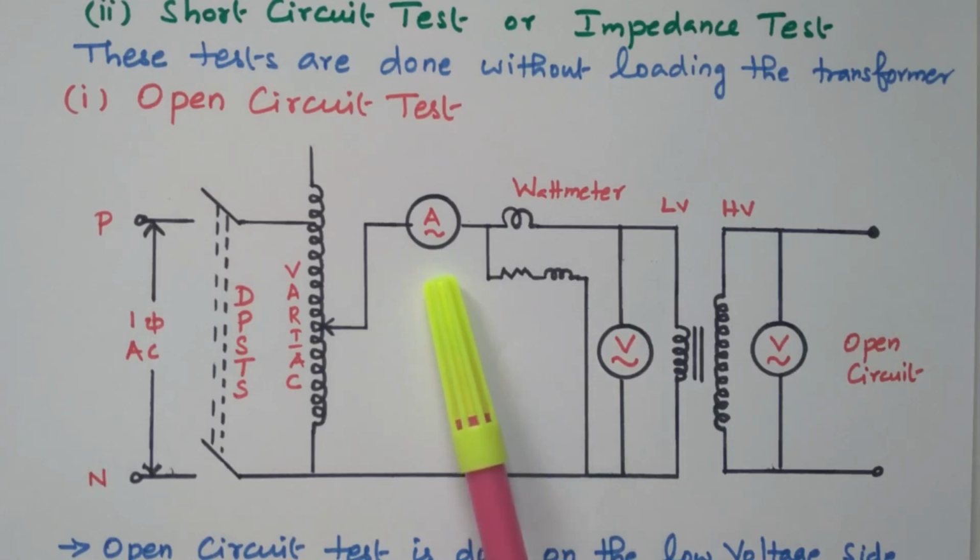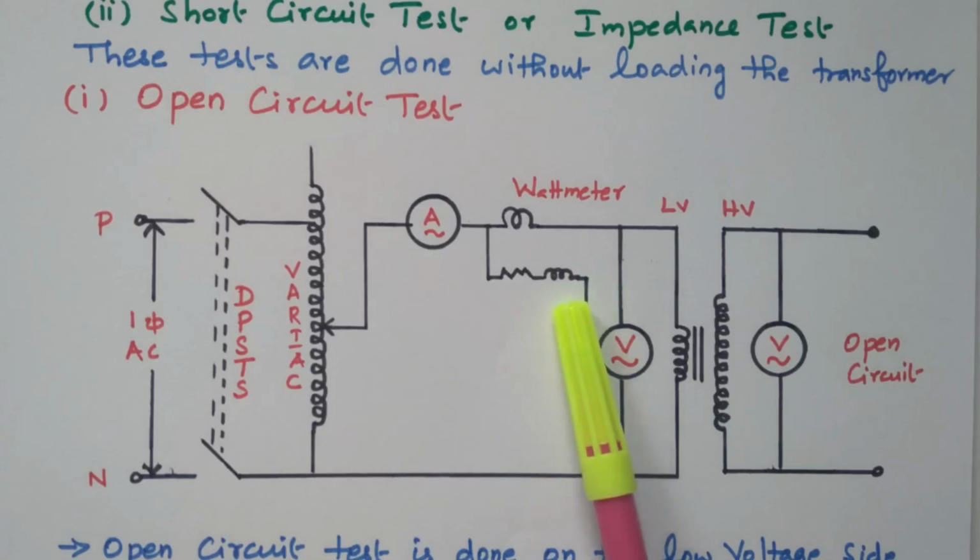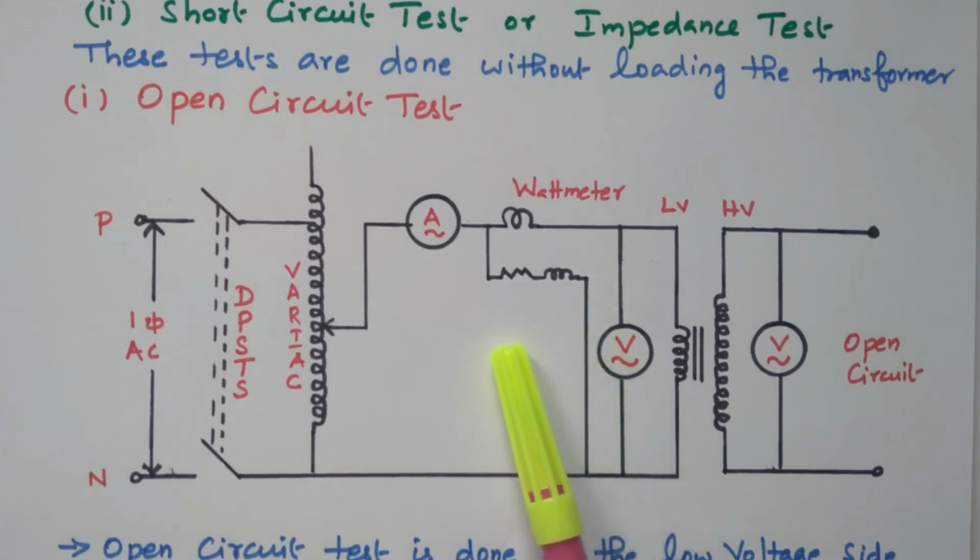So the power given to the primary winding accounts only for the iron loss. There is no copper loss, since the current is very small, there is no possibility of any copper loss. The loss is due to iron loss only. So the power read by this wattmeter represents the iron loss of the transformer.